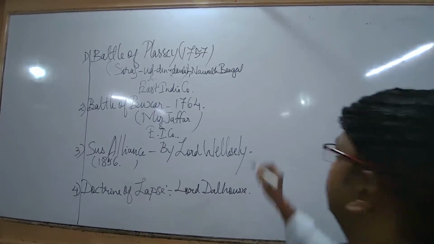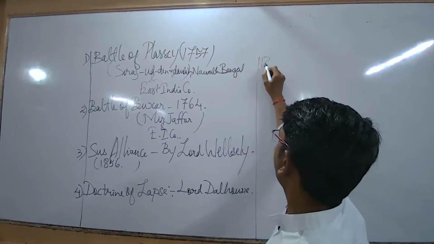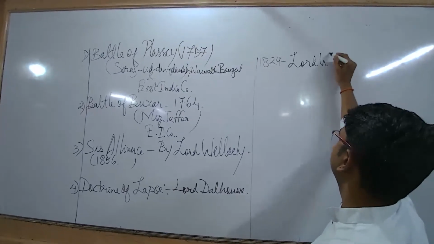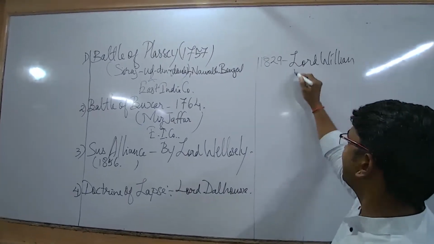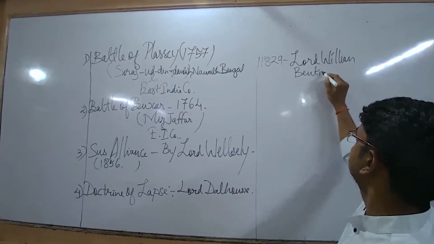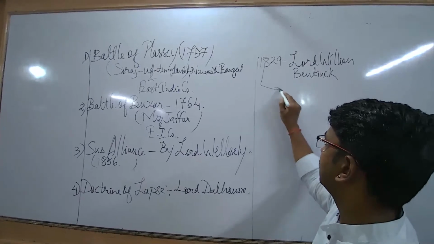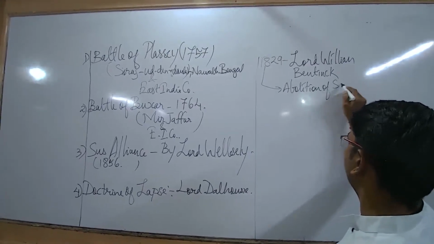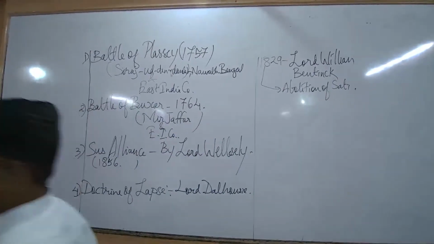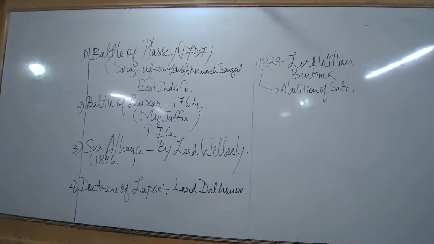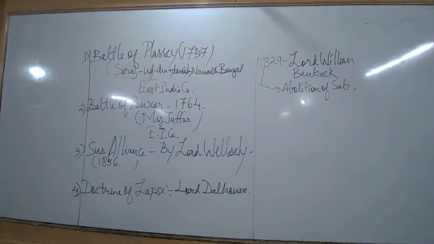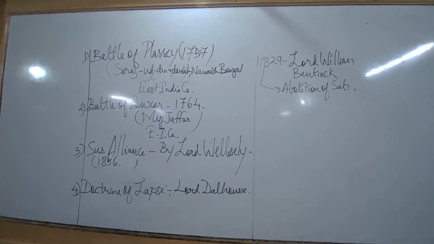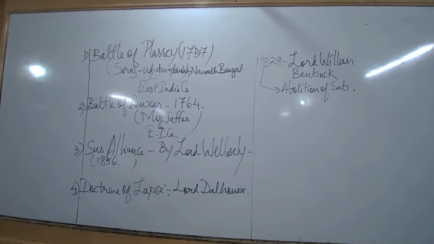Abolition of Sati, 1829. And you remember the name of the officer? Lord William Bentinck. Raja Ram Mohan Roy encouraged him. Abolition of Sati. And I am going to dictate now, it might go faster. Abolition of Sati, 1829, by Lord William Bentinck.